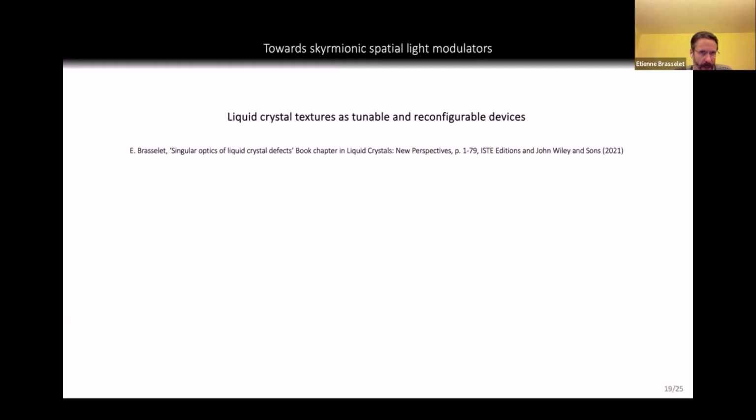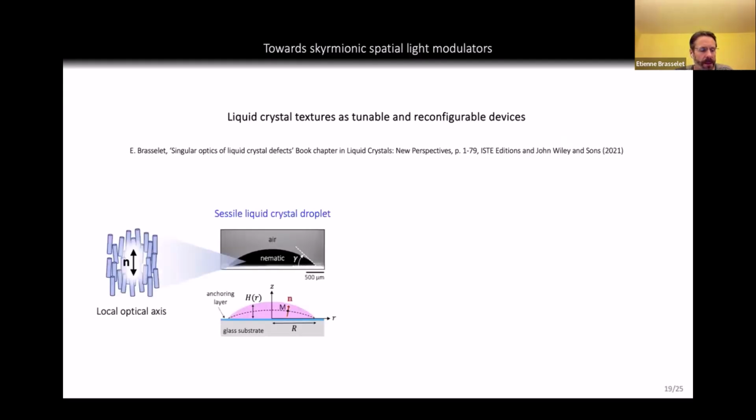Still, those elements are all static, and our latest development is based on the following question. Could we have spatial light modulators with skyrmionic features? So could we extend the present liquid crystal spatial light modulators playing this scalar phase to the vectorial world in order to have skyrmionic spatial light modulators? So the idea is to use liquid crystal textures as tunable devices that can be adjusted with external fields, which is a topic on which I'm working since a while now, and that is recently summarized in this book chapter.